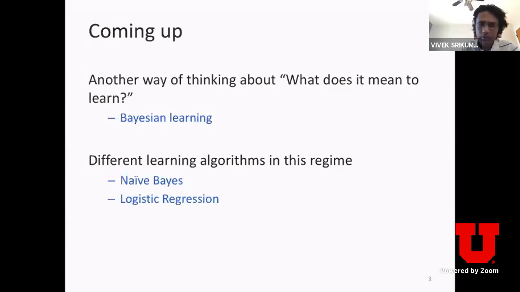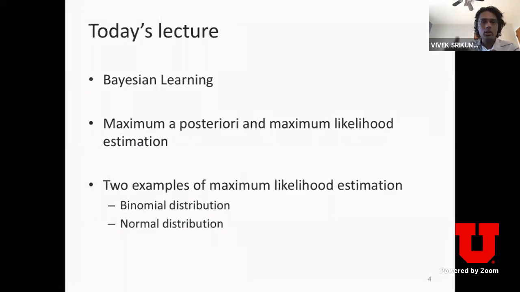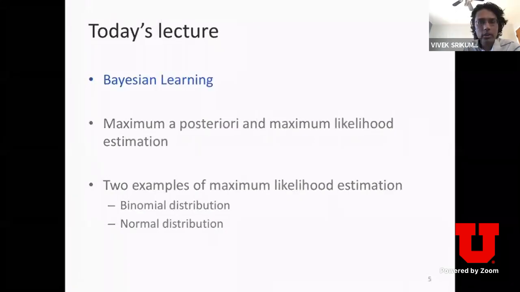Today's lecture, however, is not going to talk about either of these algorithms. Instead, we're just going to look at what Bayesian learning is. Given that there are only 15 minutes left, I'm not going to talk about all of these things here. On next Tuesday, we'll look at maximum a posteriori and maximum likelihood estimation, and then we'll work through a couple of examples of maximum likelihood estimation. So let's get started. Let's start with what is Bayesian learning.